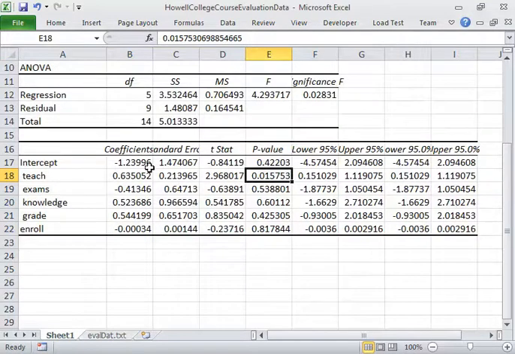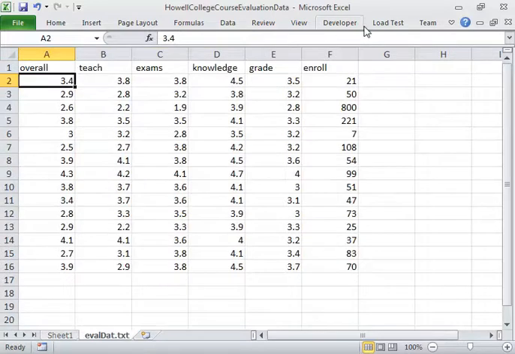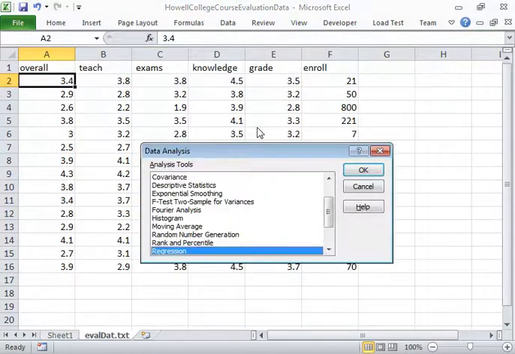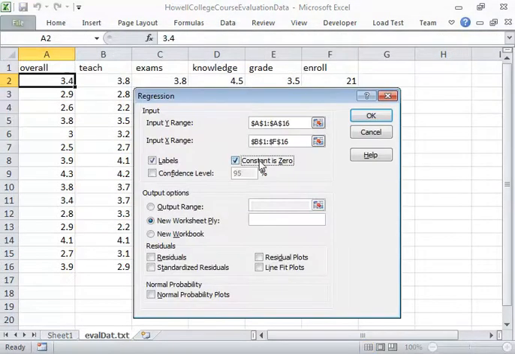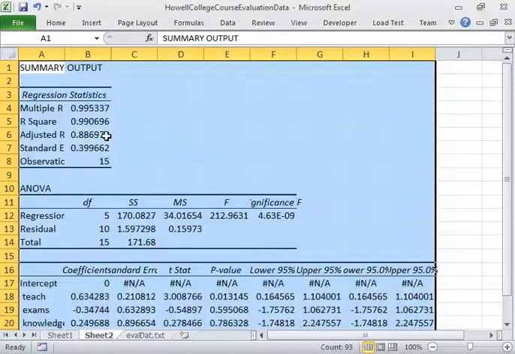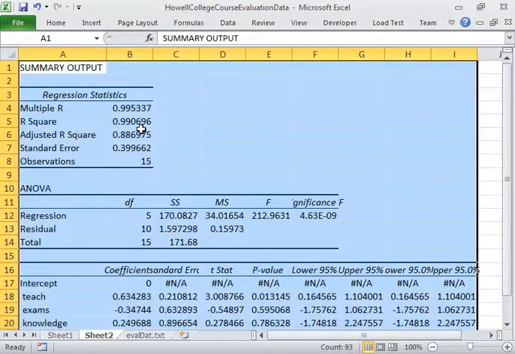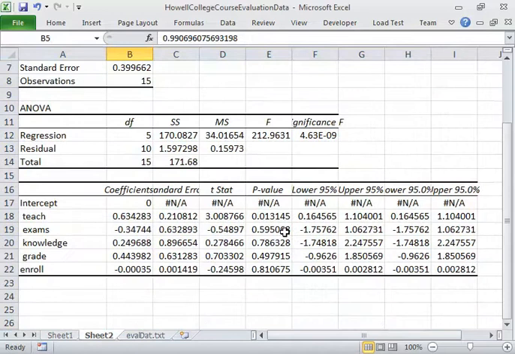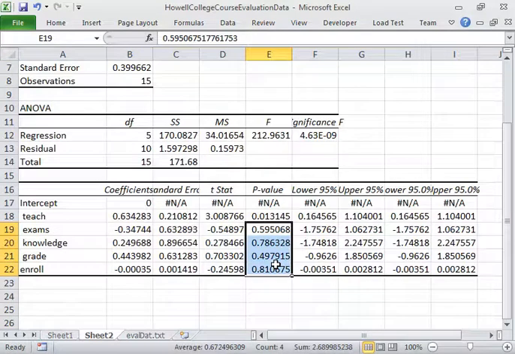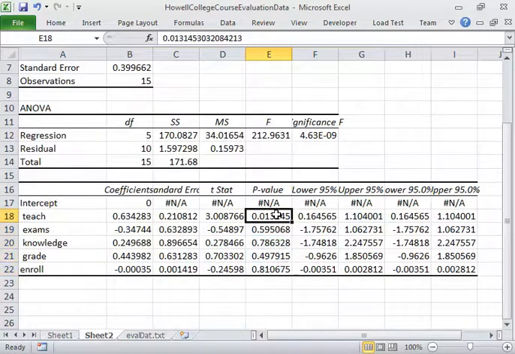What I'm going to do instead is get rid of the intercept, because that's the one thing that we can pretty much remove without changing anything. Now we have our r squared is 99% just by removing that one thing. That's much better. But when we look at our p-values, we're looking at an 81, a 78, a 59, a 49, and again a 0.01 for teaching score.